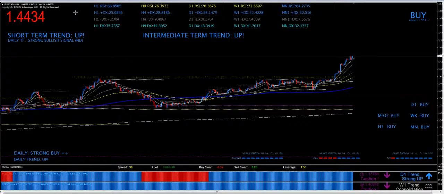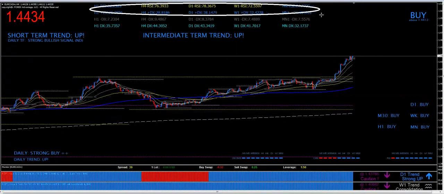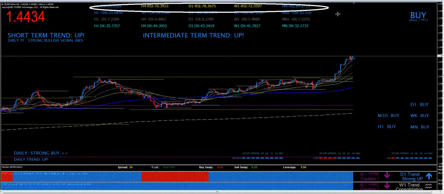And over to the right, you have your RSI. It gives you the RSI information from the hourly time frame to the monthly. And the RSI, by the way, is based on 14. If you have an overbought level, it will turn yellow, and if you have an oversold level, it will turn green.